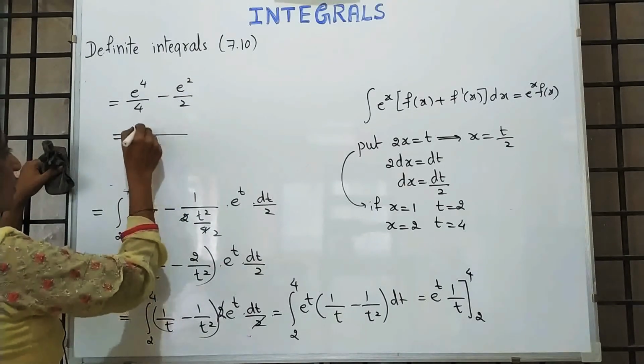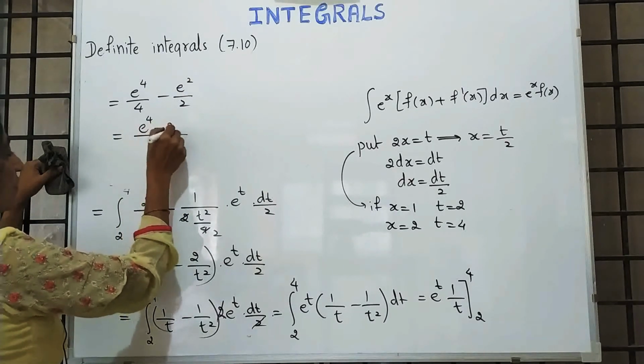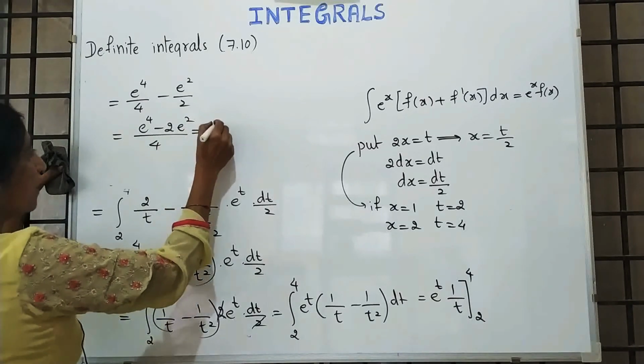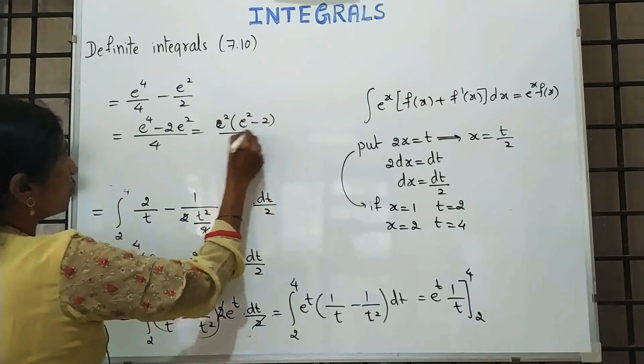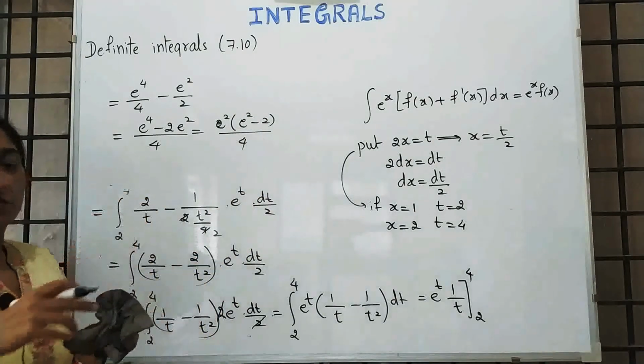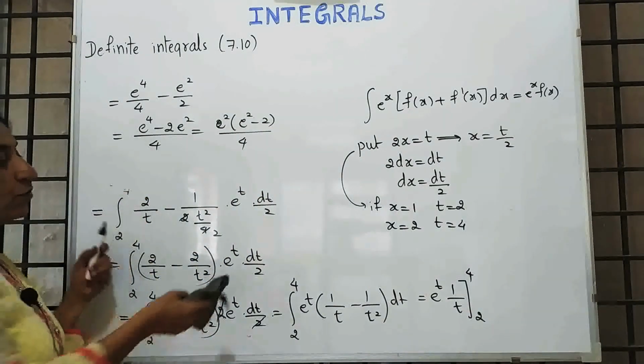LCM is 4. You can write e square common. E square minus 2 divided by 4. So these are the important questions. Moving to the next questions.